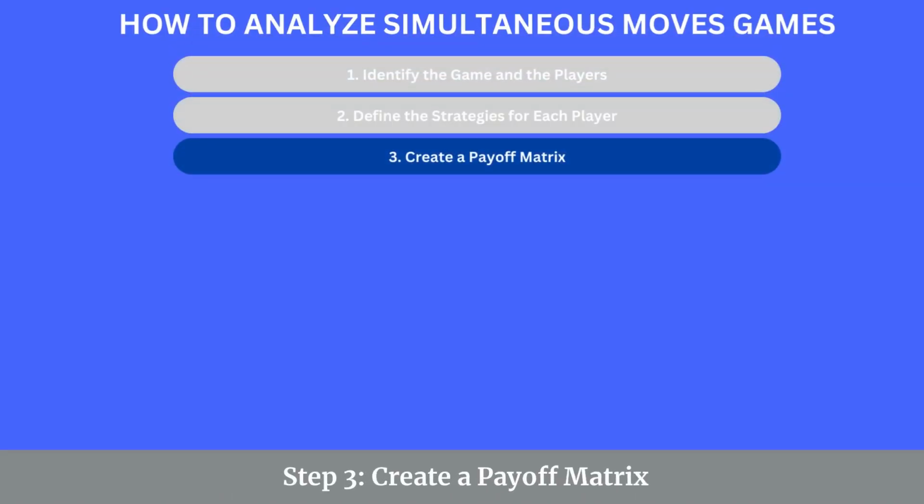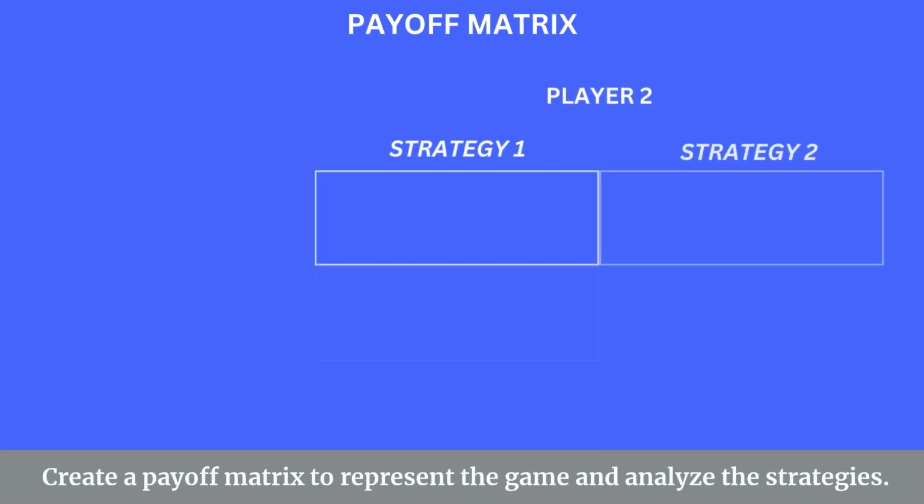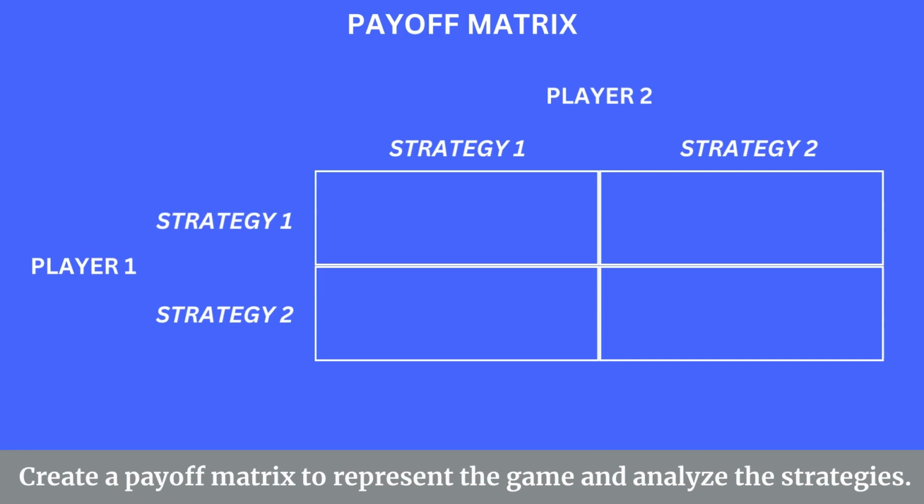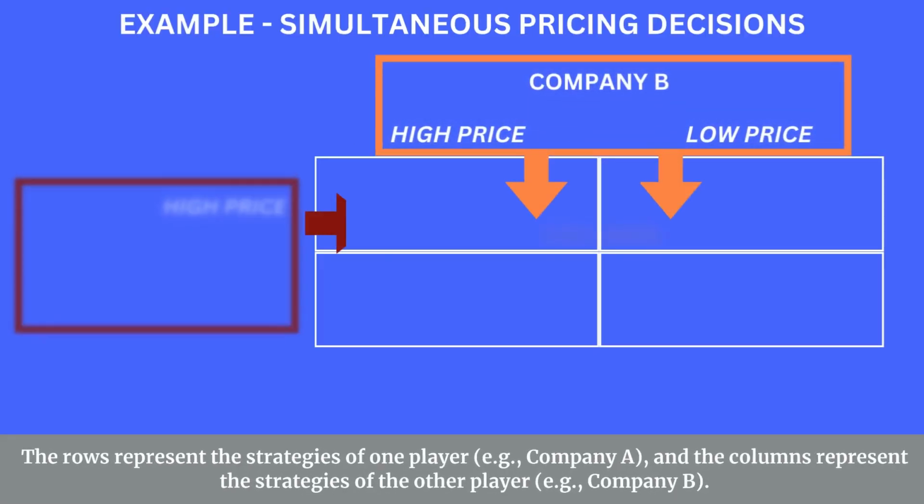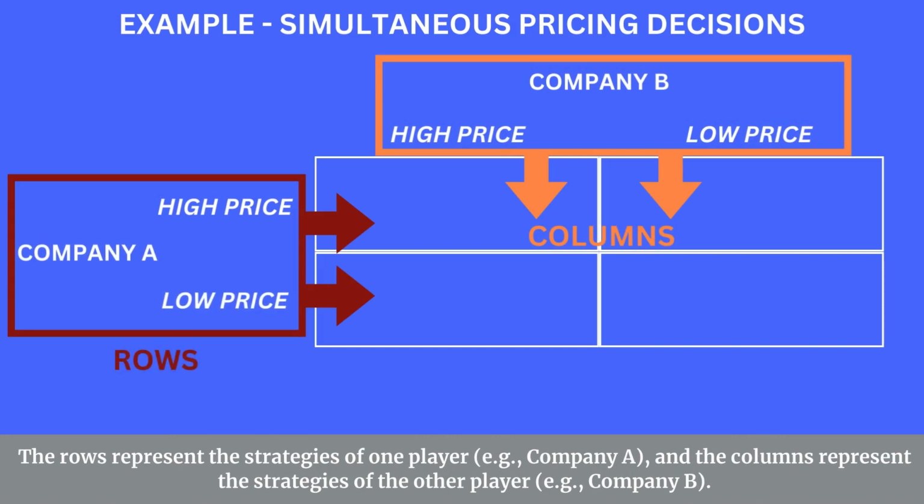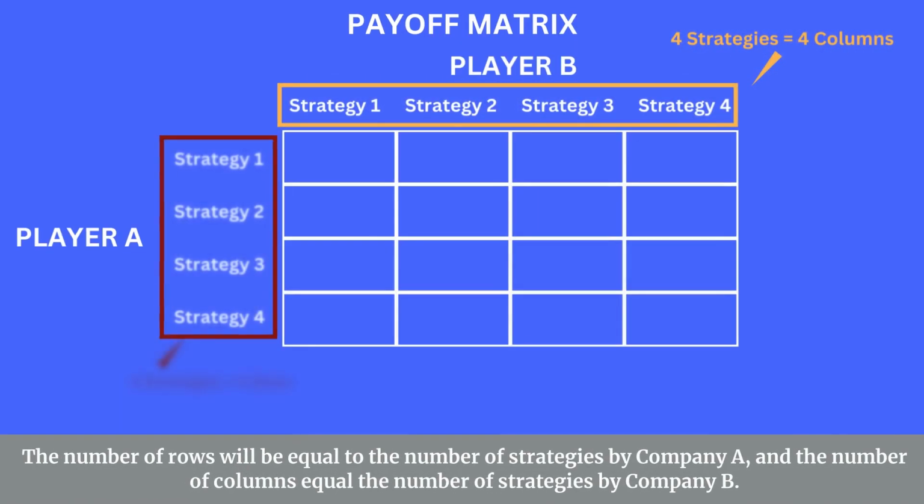Step 3. Create a payoff matrix. Create a payoff matrix to represent the game and analyze the strategies. The rows represent the strategies of one player, e.g., Company A, and the columns represent the strategies of the other player, e.g., Company B. The number of rows will be equal to the number of strategies by Company A, and the number of columns equal the number of strategies by Company B.